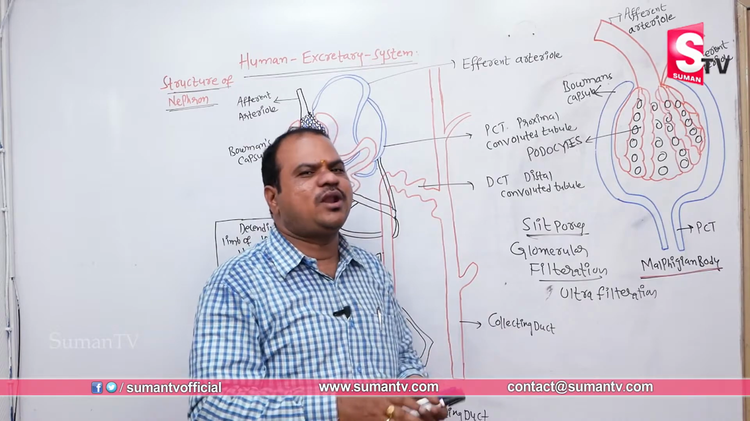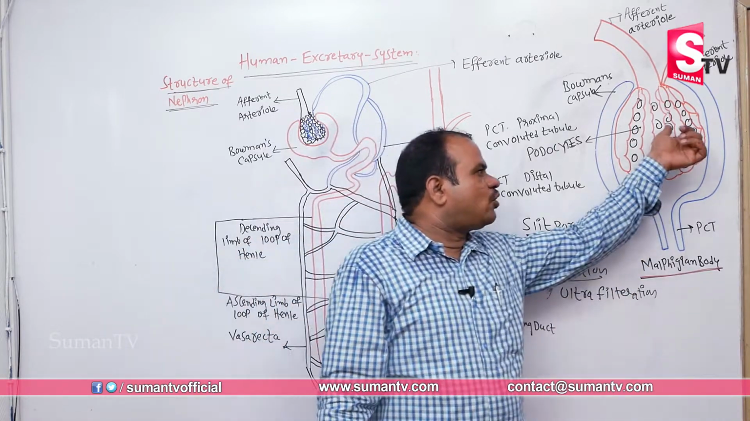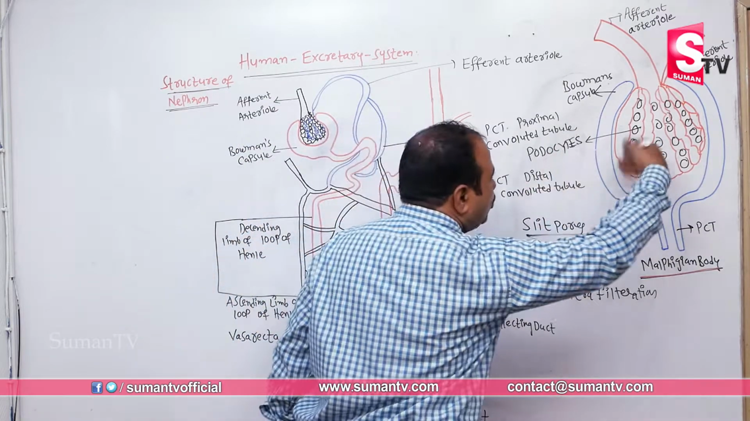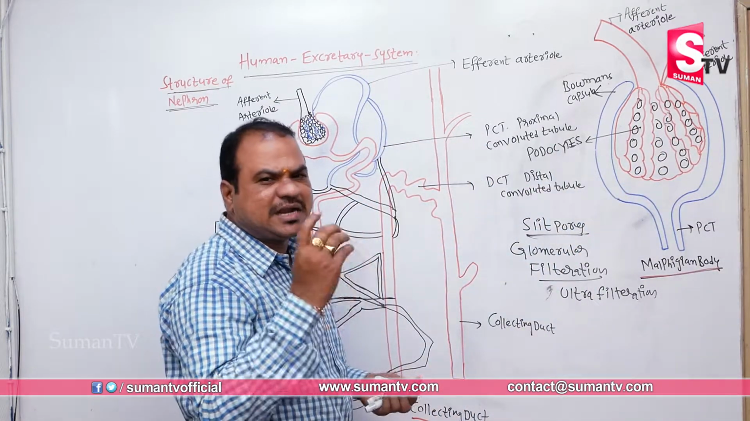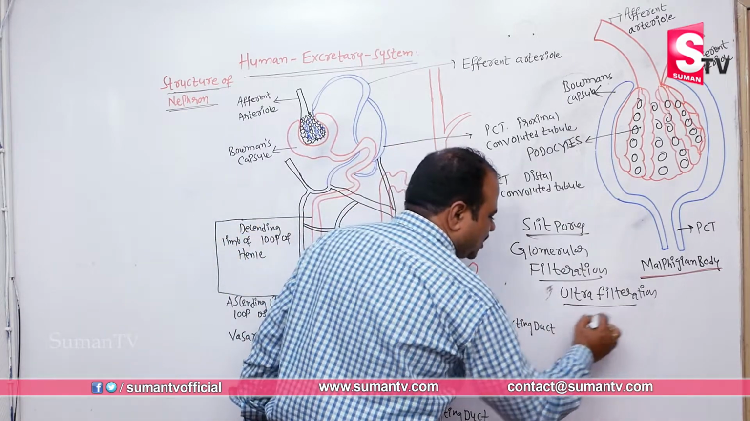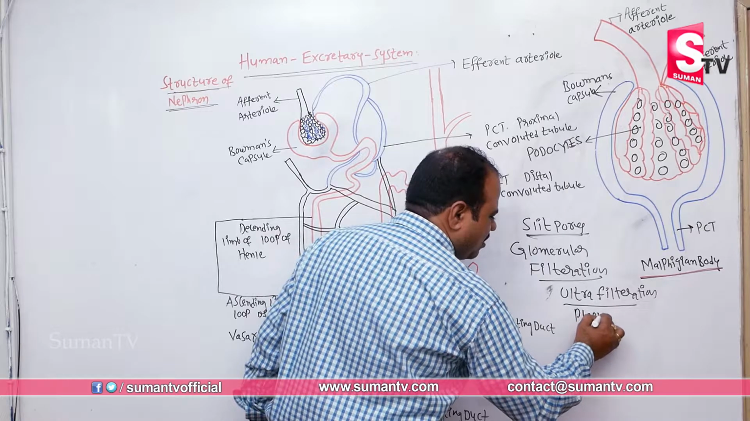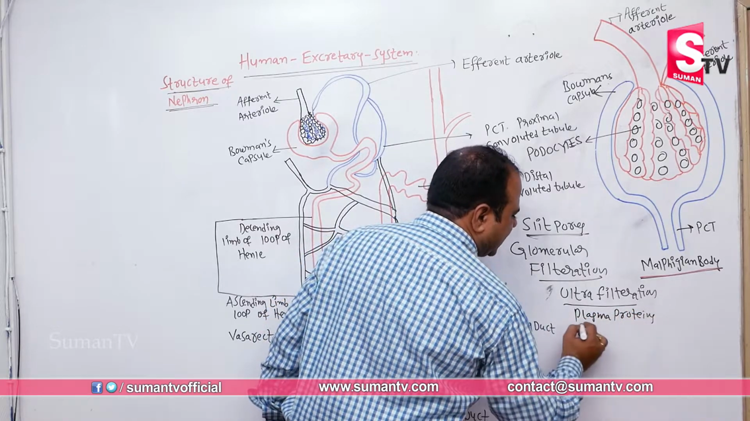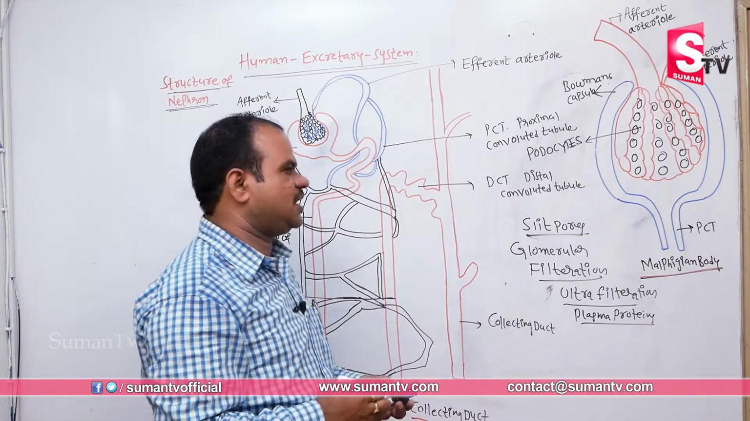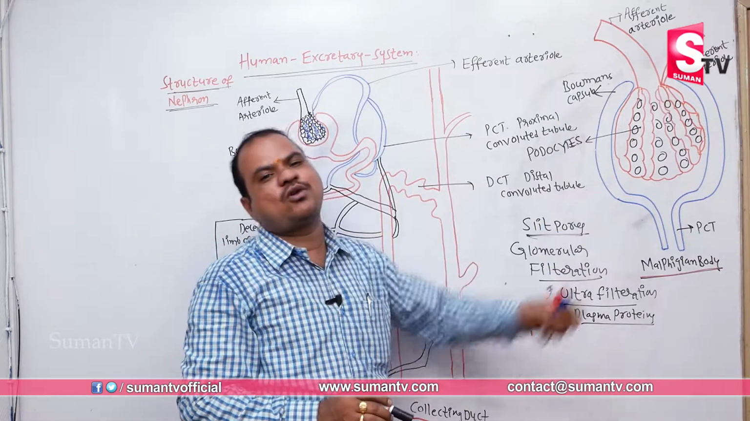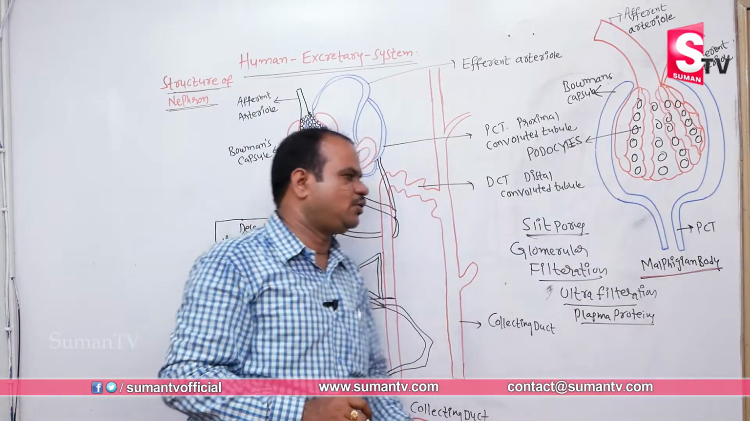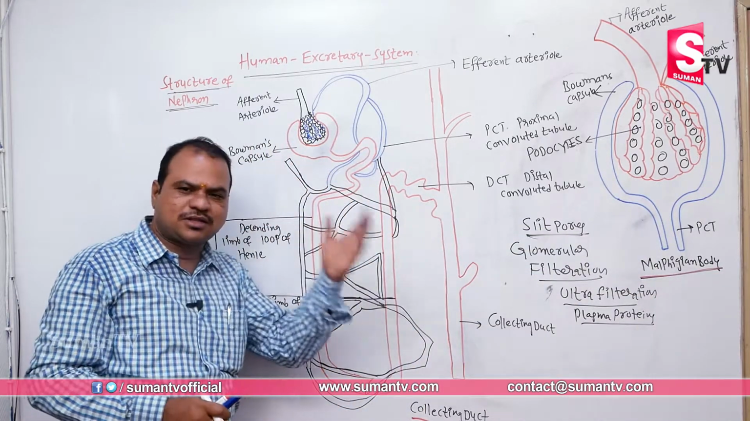Third one is the tubular secretion. So the glomerular filtration means the blood will be filtered, except for the plasma proteins. Remaining all components will be performing the filtration. That is the glomerular filtration that takes place in our Malpighian body, also known as the Bowman's capsule.